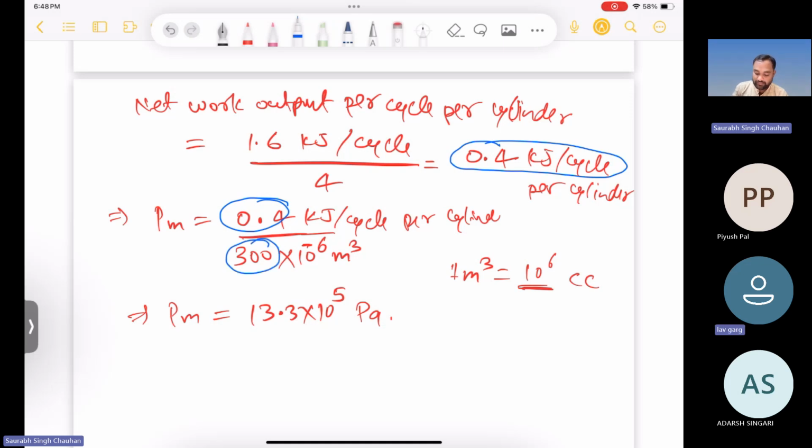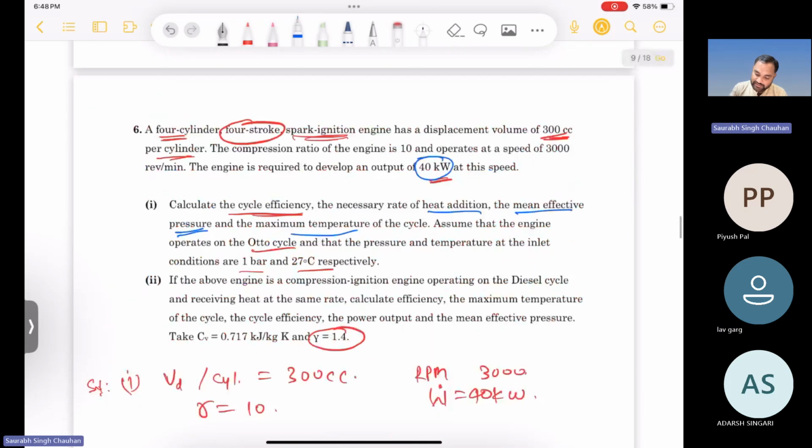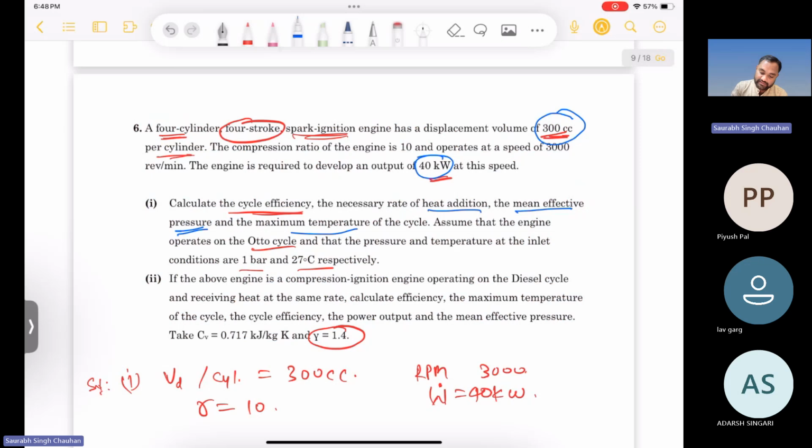Swept volume, displacement volume per cylinder, is given in the question. Yes, it is given. Here it is. Can you see it? Yes, sir.